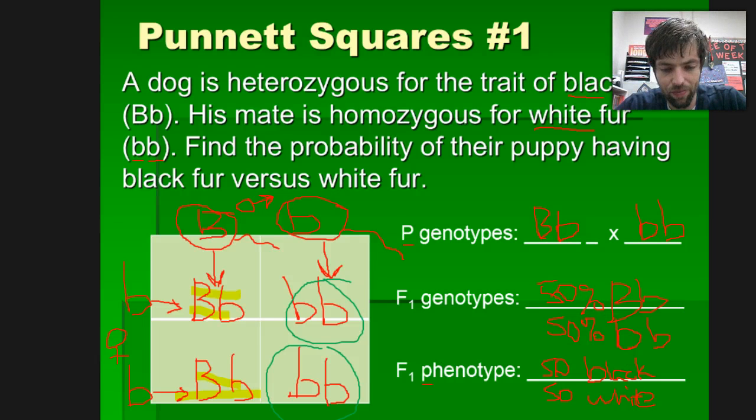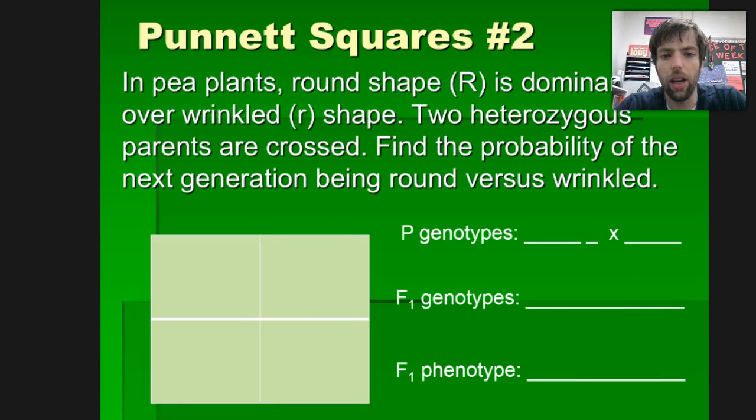Let's try another one. Okay, Punnett square practice number 2. Now let's talk about plants. In pea plants, round shape, capital R, is dominant over a wrinkled shape, lowercase r. There are two heterozygous parents that are crossed. Find the probability of the next generation being round versus being wrinkled. Okay, let's figure this out. So, two heterozygous parents. Hetero means different, and so each parent must have one big and one little. So I'm going to go big R, little r for one parent, and big R, little r for the other.